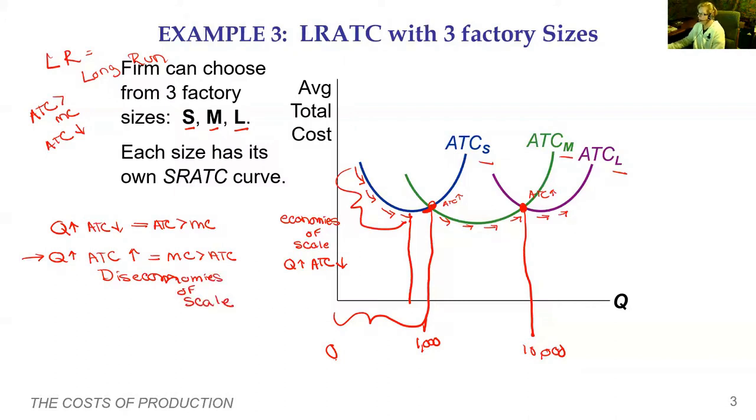So I'm going to produce 0 to 1,000 using the small factory size. I'm then going to reap economies of scale by moving to a medium-sized factory. That causes my average total cost to fall. Again, staying in economies of scale. I'm not going to stick with the medium factory in this realm here because this is diseconomies of scale. There is also when we have constant returns to scale. And I think the next slide does a pretty good job explaining that one.